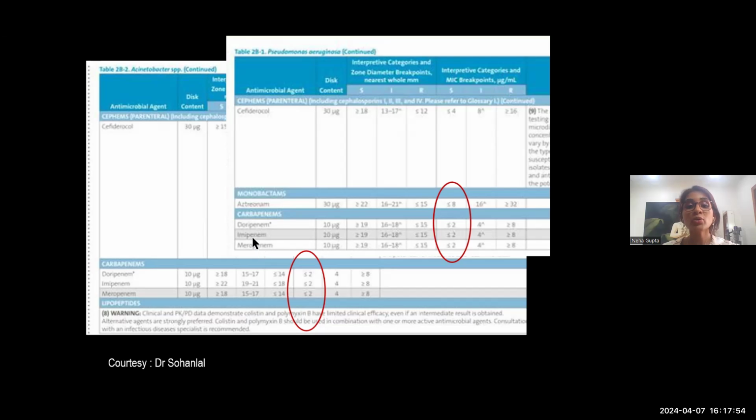The imipenem, mero, and the doripenem susceptibility breakpoint for Pseudomonas as well as for the Acinetobacter is 2. So the carbapenems have different susceptibility breakpoints for Enterobacteriaceae and for Pseudomonas and Acinetobacter. For Enterobacteriaceae, it is 1, and for Pseudo and Acinetobacter, it is 2.